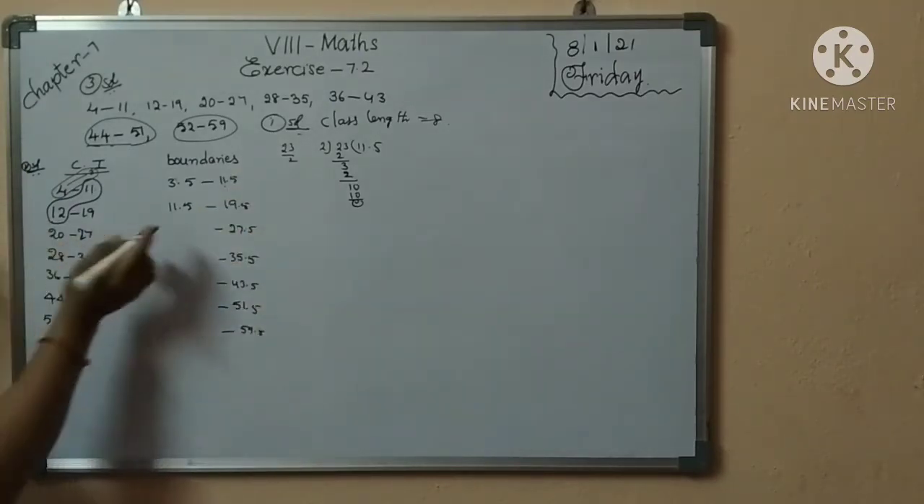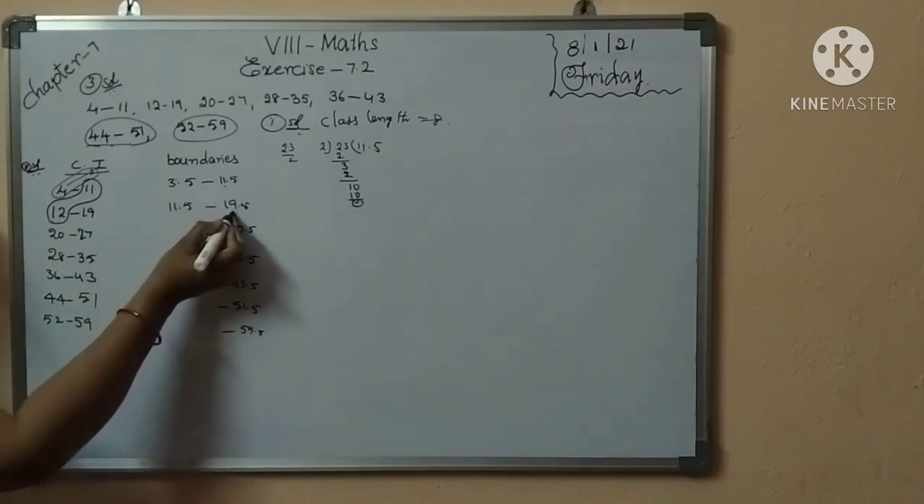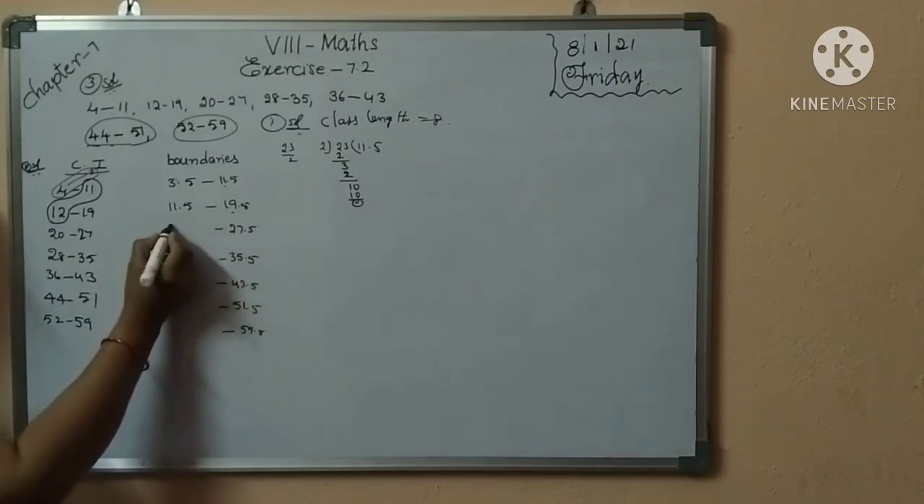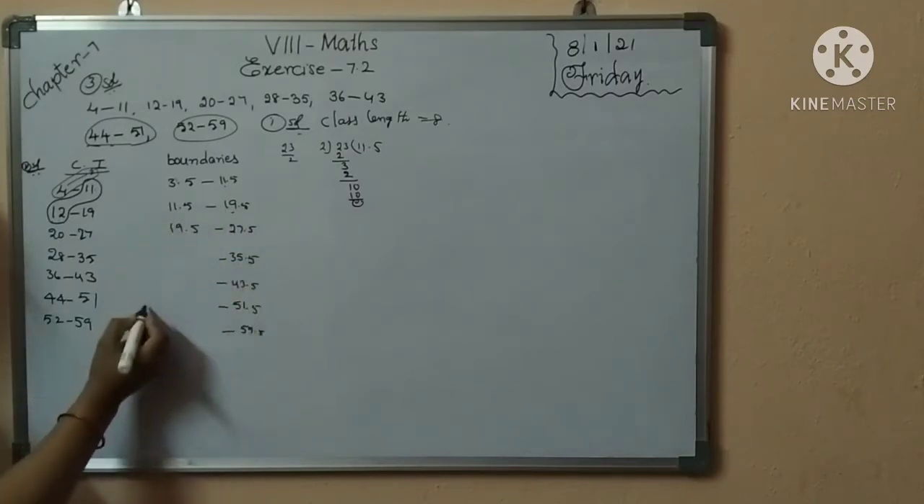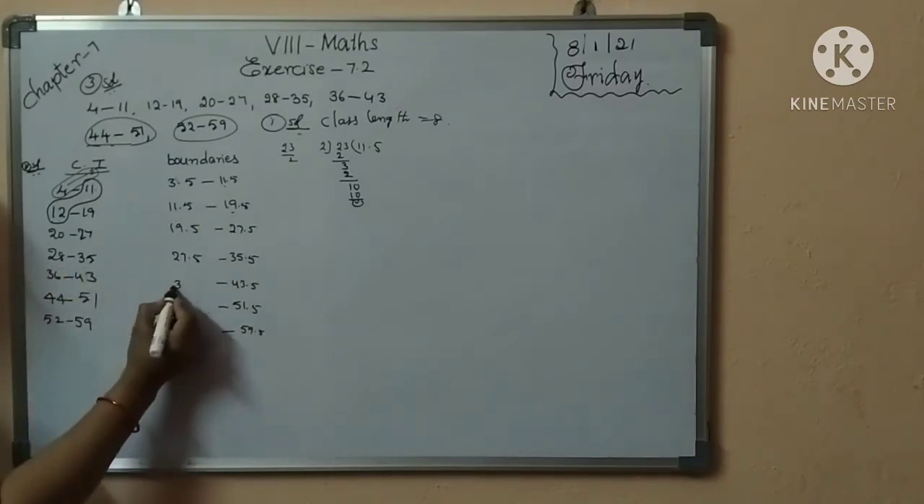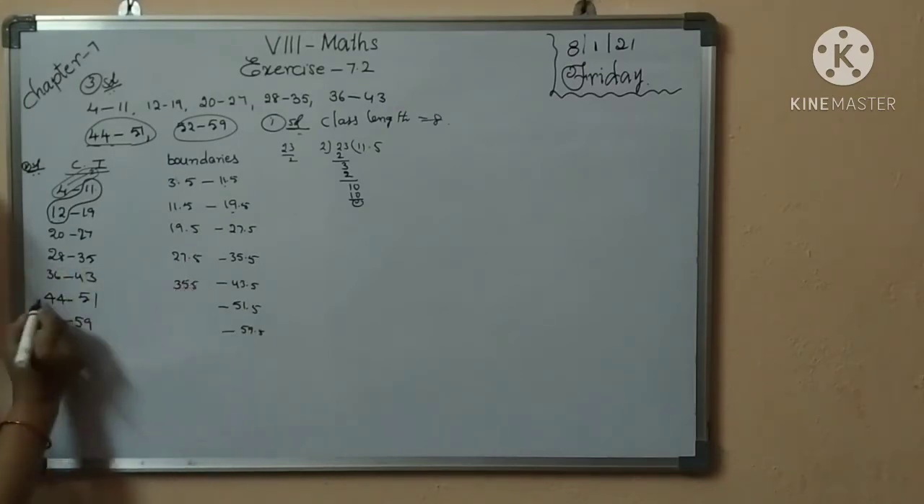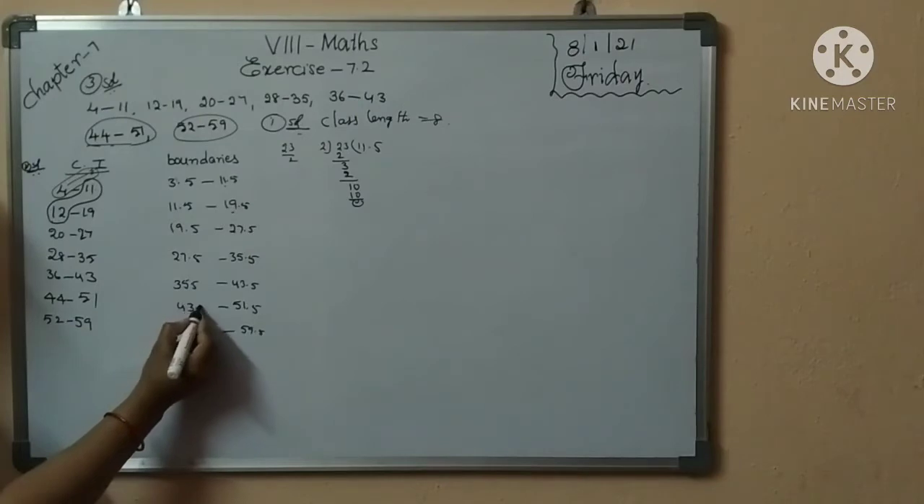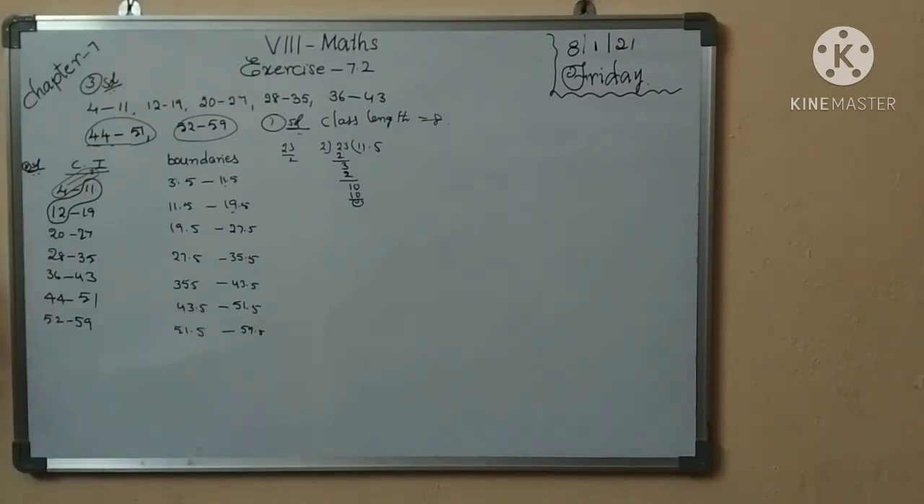So what is the upper boundary of the end of a class? The next class has the lower boundary. That is 27.5, 35.5, 43.5, 51.5. Did you understand, children?